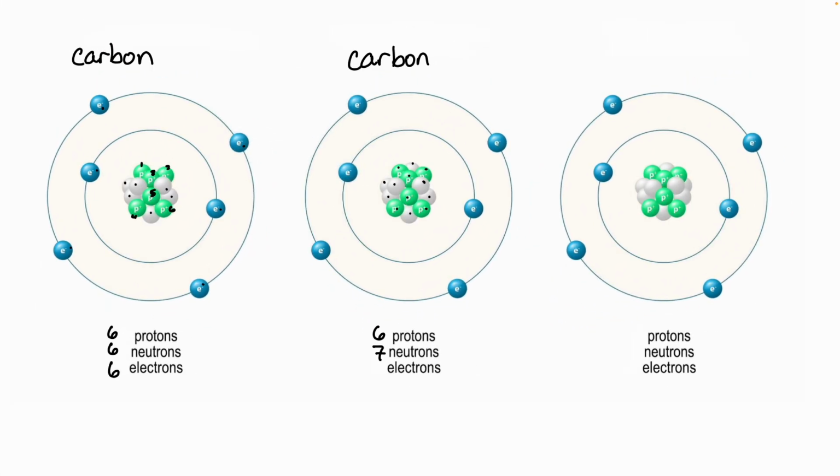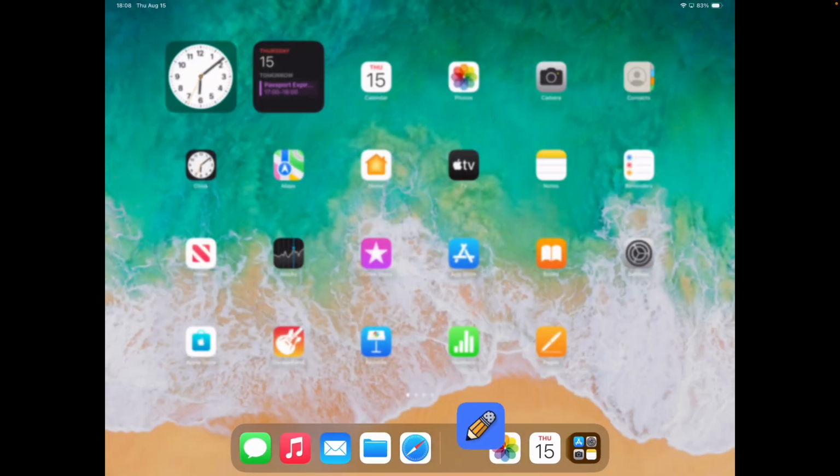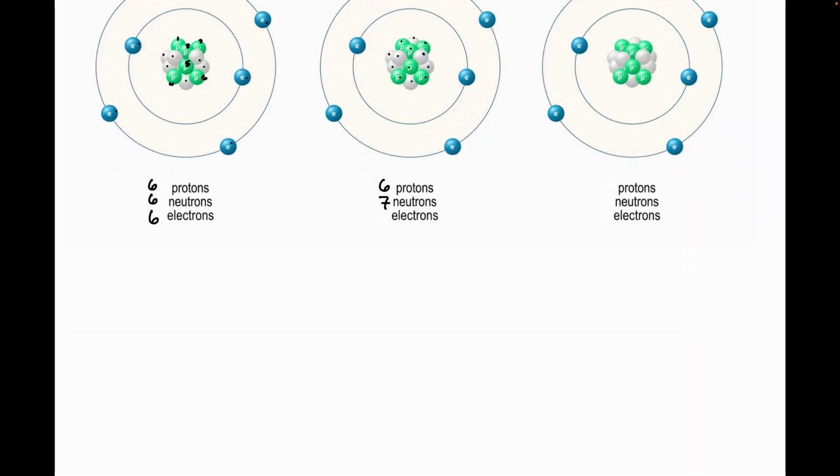So if we're talking about one of these isotopes or the other, we have to have a different name for it. So now we're going to introduce what's called a mass number. Each isotope is given a mass number, and that mass number is simply the number of protons in that atom plus the number of neutrons.